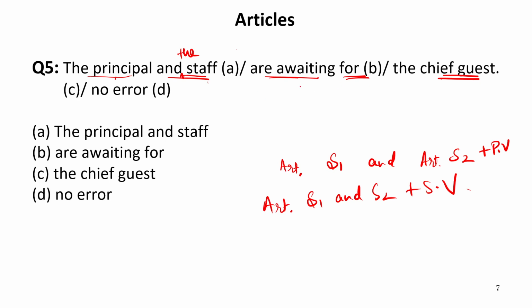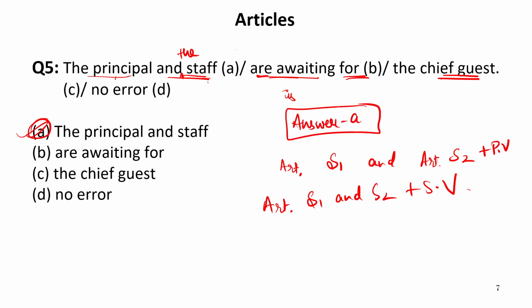Now you must think that if I replace this "are" with "is", will the sentence be correct? No. Because if I make this "are" as "is", let's say the principal and staff is awaiting for the chief guest, the sentence will be incorrect because staff and principal cannot be the same. But principal and staff are both separate entities. Therefore, the principal and the staff are awaiting for the chief guest is the correct sentence. Therefore, the error is in part A, so our answer is A.